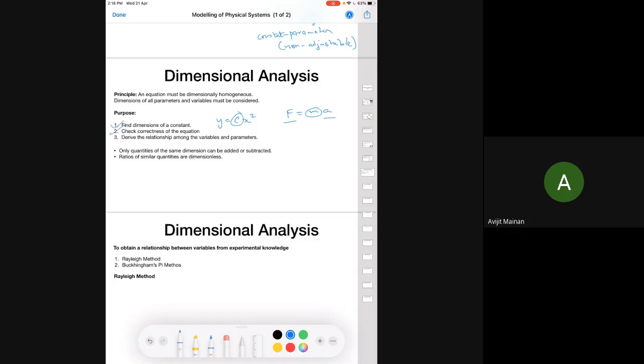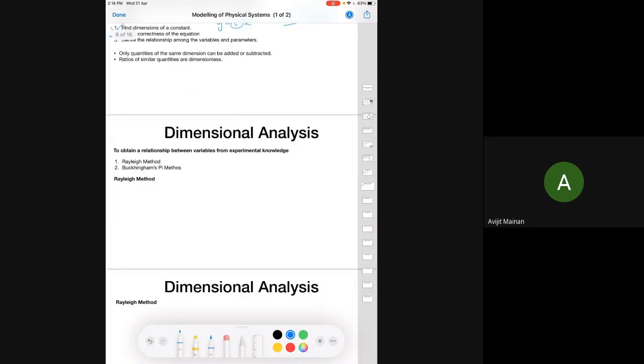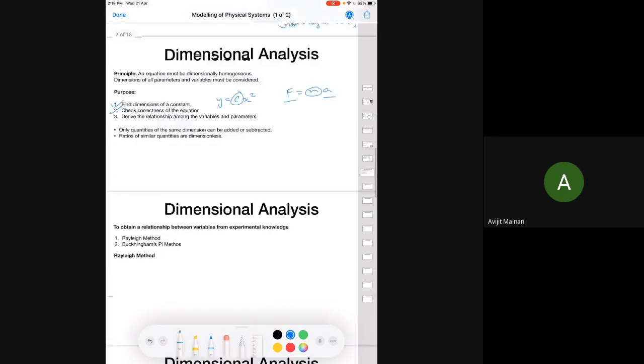Now the third one, which is to derive the relationship among the variables and parameters, which would actually be the most useful purpose. This is not such a universal thing. You can't always do it, but we will see when we can do it. And there are two methods to do this, the Rayleigh method and the Buckingham Pi method, which we will learn today.